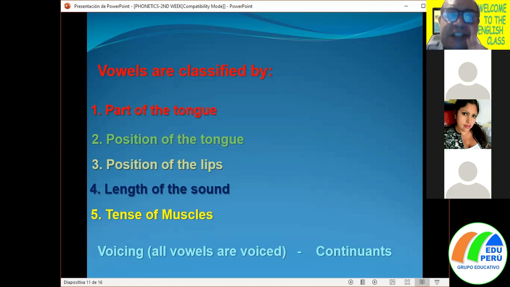The other general characteristic for all the vowel sounds is that all vowel sounds are continuants. Teacher, what is that? Continuants, from the word continue, no? Continuance means that you can produce the sound as long as you can. For example, I'm going to take a deep breath in order to see how long I can produce the sound. I can do it until my breath is out, right? That's why we could say that all vowel sounds are continuous.